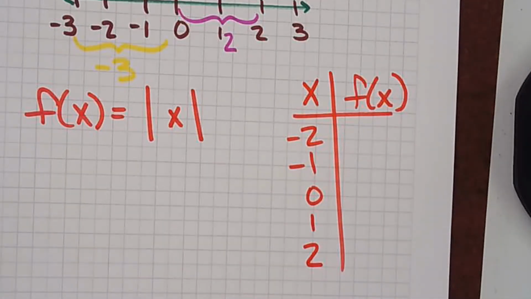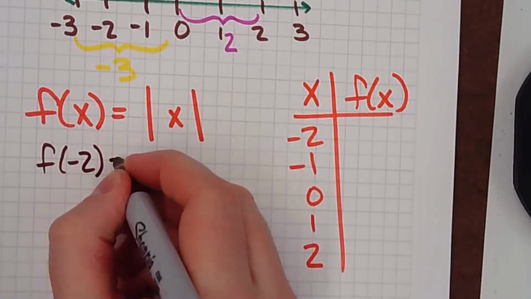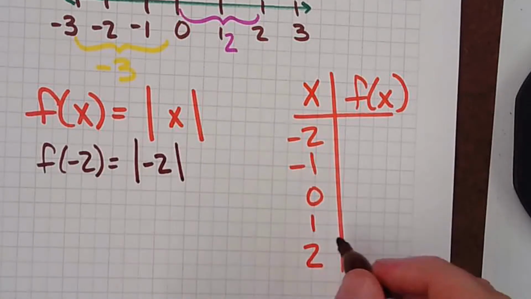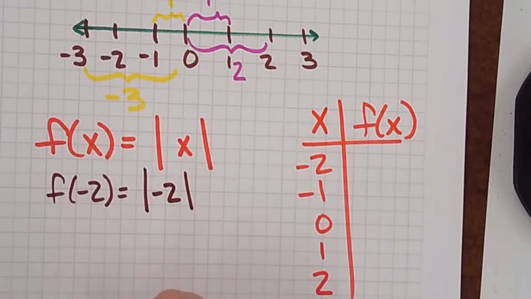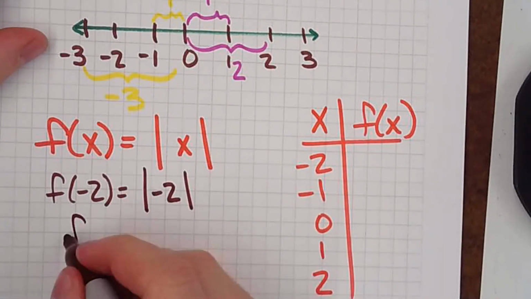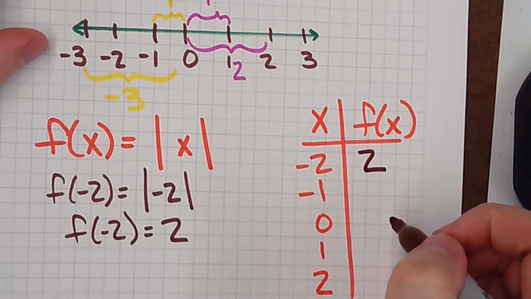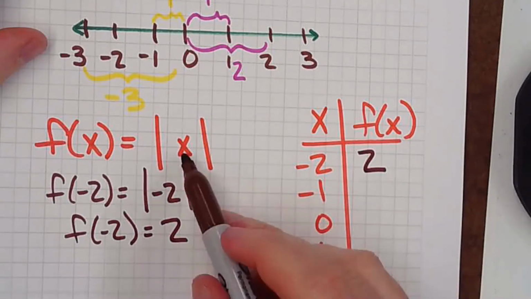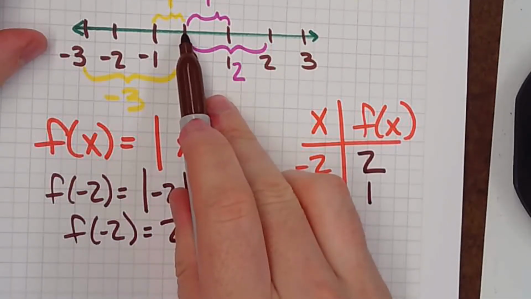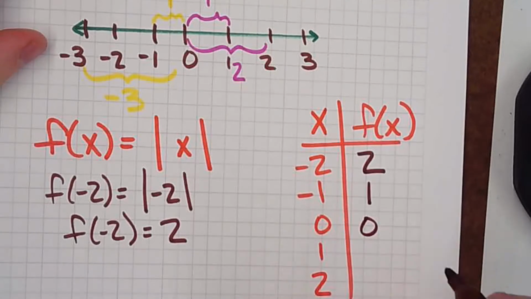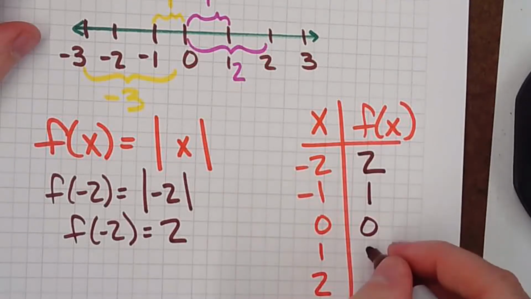and I plug them into this function, well, if I plug in -2, I get f of -2, and that's going to equal the absolute value of -2. Well, we know the absolute value of -2 is just 2, because it's 2 away from 0. So -2 pops out 2. Following this pattern, the absolute value of -1 is going to be positive 1. The absolute value of 0, well, there's 0 distance between 0 and 0, so the distance is 0. The absolute value of 1 would just be 1. And 2, you guessed it, would be 2.